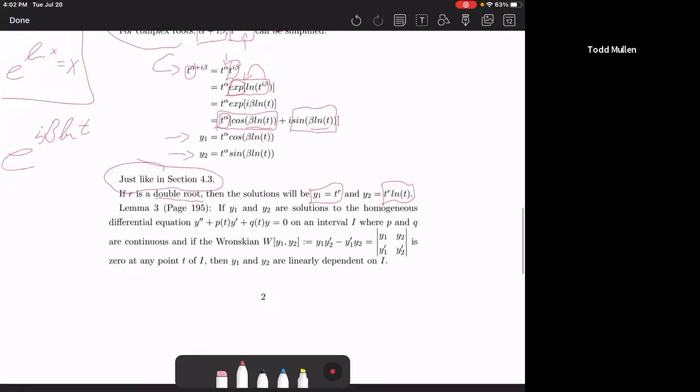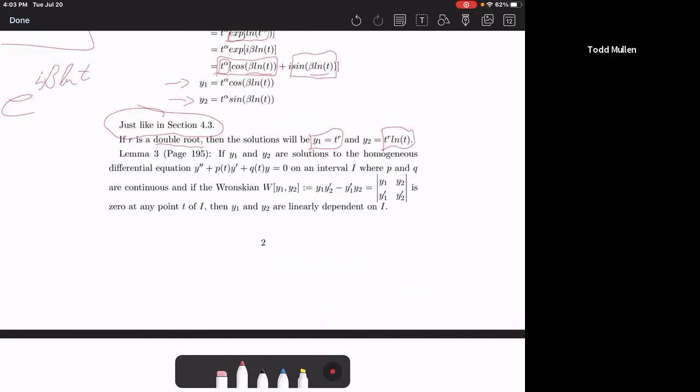Now, we've got a couple of lemmas, or a lemma and a theorem, that we're just going to go over quickly. Lemma 3, this is on page 195. If y1 and y2 are solutions to the homogeneous differential equation, y double prime plus p of t y prime plus q of t y equals 0 on an interval I, where p and q are continuous, and if the Wronskian, we mentioned this in the last video, which is equal to this discriminant, or equally, it's equal to this, if that is 0 at any point t in this interval I, then y1 and y2 are linearly dependent on I.